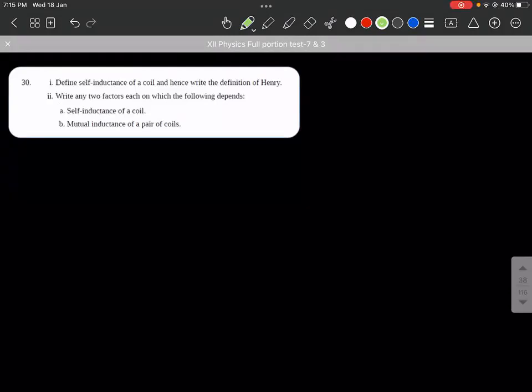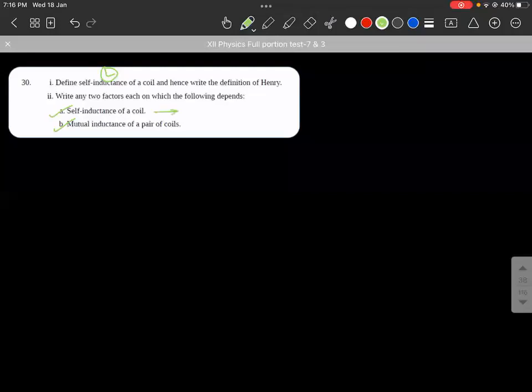Define self-inductance of a coil and write the definition of it. This we have discussed many times, right? Self-inductance means you have to write the definition of L. Then write any two factors each on which the following depends: the self-inductance of the coil and the mutual inductance of the pair of coils.